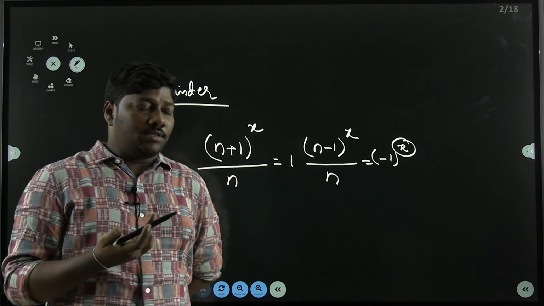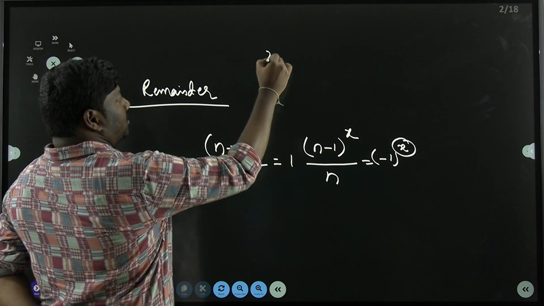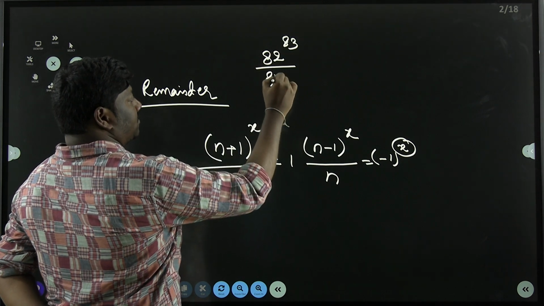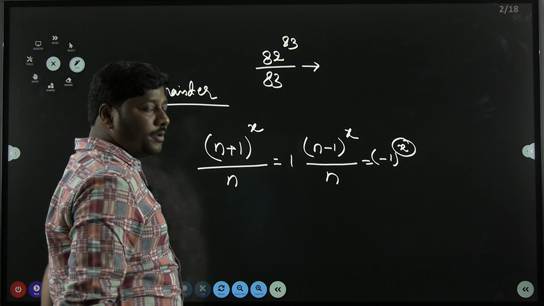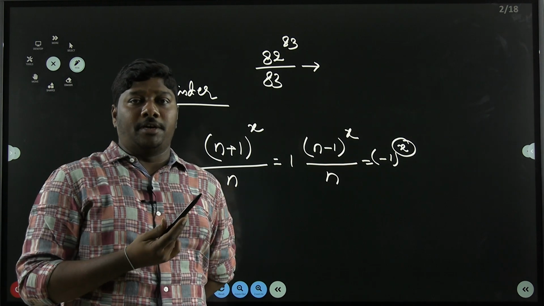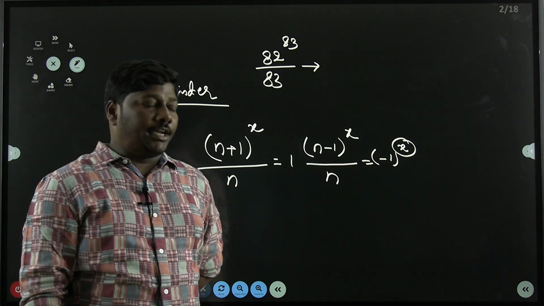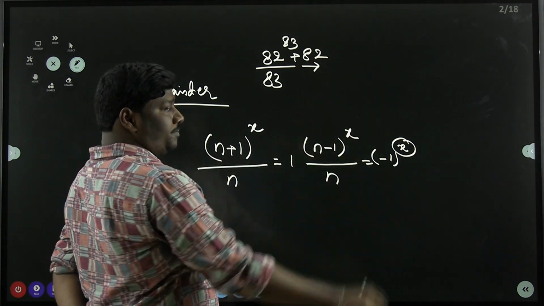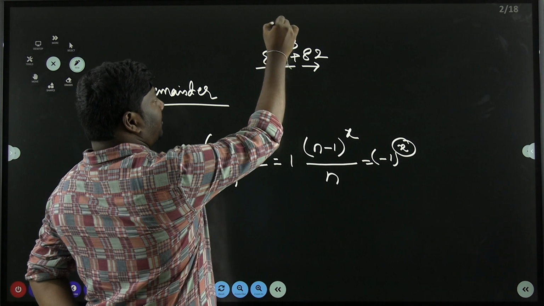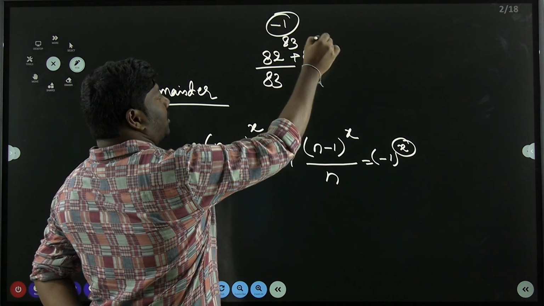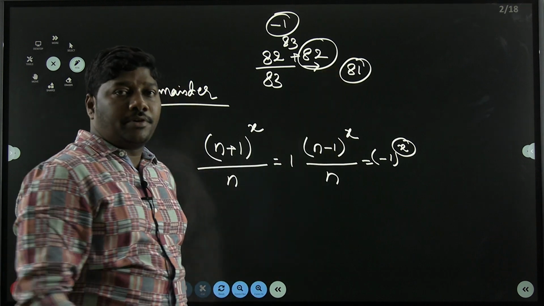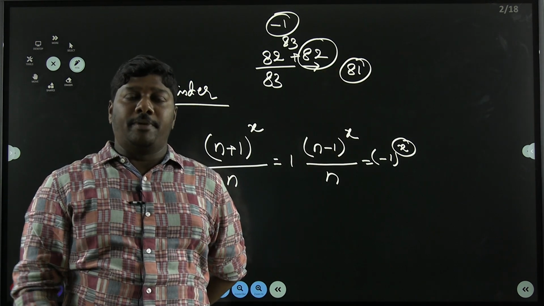Based on this, they may ask you a question. Suppose 82 to the power of 83 divided by 83, they may ask you the remainder. You can say it is negative 1 to the power of an odd number, so the remainder is negative 1. For this, they can add something also. They may say if it is plus 82, you can simply say the remainder is negative 1 plus 82, so the remainder is 81. These kinds of questions you can expect in the next shifts, so be prepared for it.